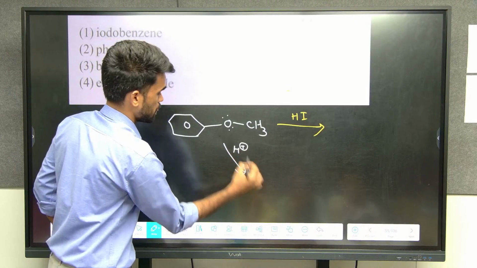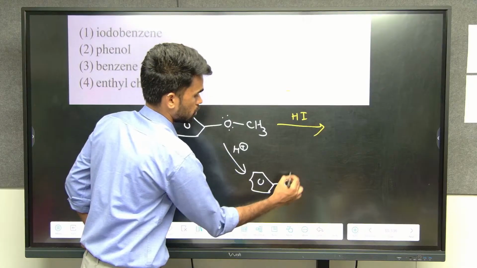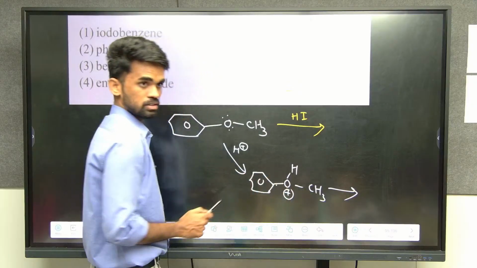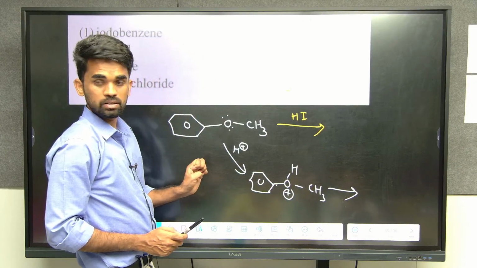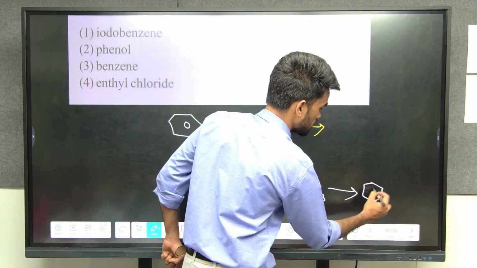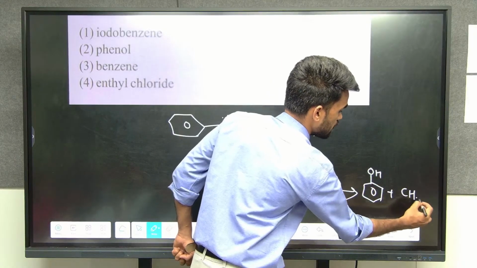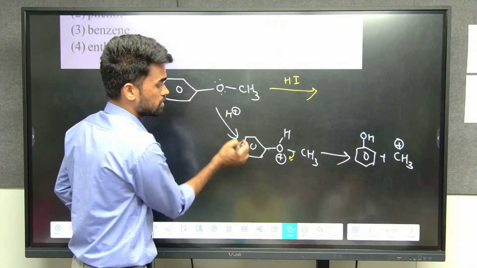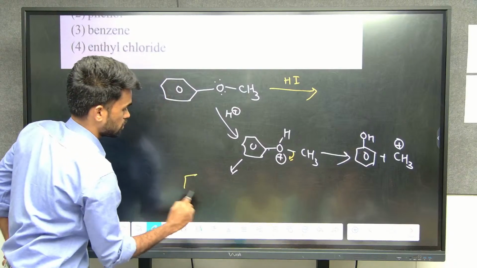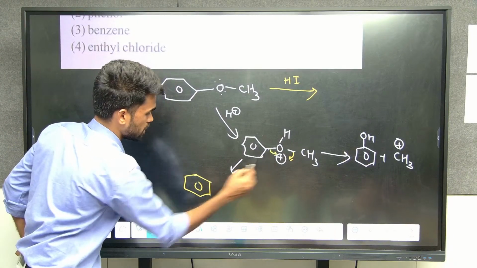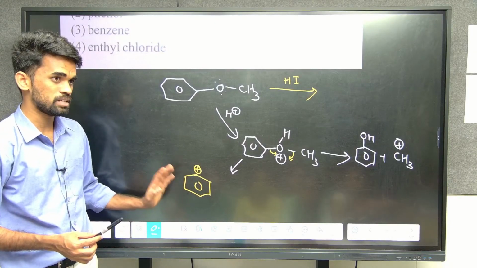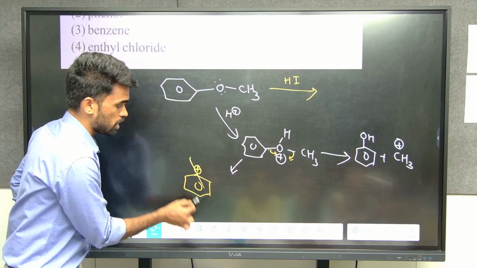Yes, you tell me. Like this it will be. Now which side should I break the bond? Methyl side or phenyl group side? CH3 side I should break the bond like this, so that I will get phenol plus methyl halide. Another possible way is breaking this side. If I break this side, you will get a positive charge in the benzene ring. So tell me, is this stable? It is unstable. We have been studying this for the last 3-4 days. So that's why you should not break it like this.